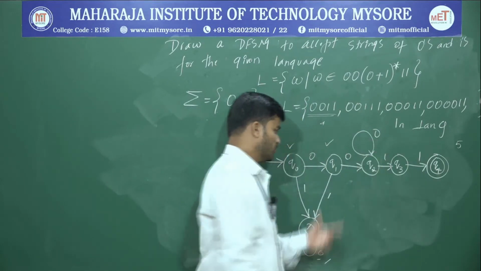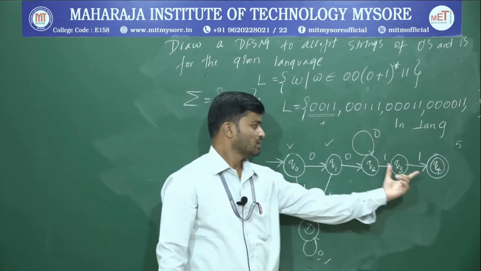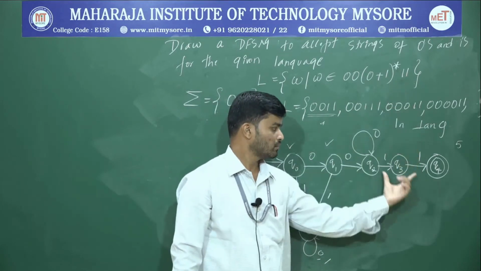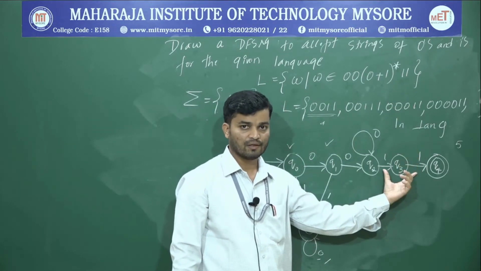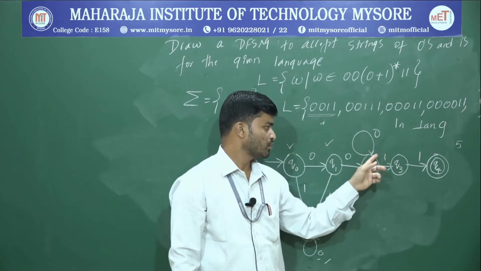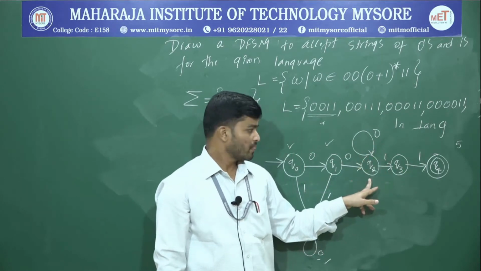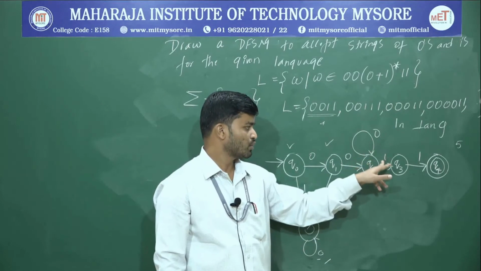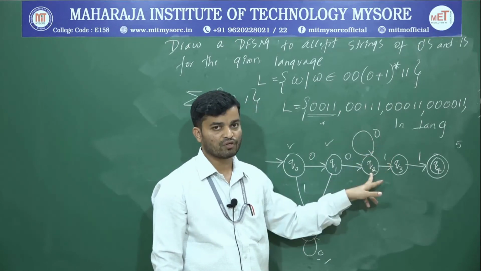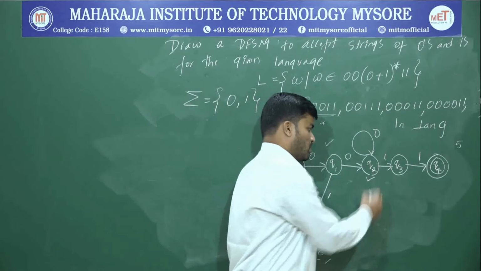Write a loop upon 0. Two 0s, a number of zeros, then it will end with 1 1. So that is a valid string. Therefore, a loop upon 0 is valid. Now if I observe Q2, there is a path for 1, there is a path for 0. Therefore, Q2 is also over.